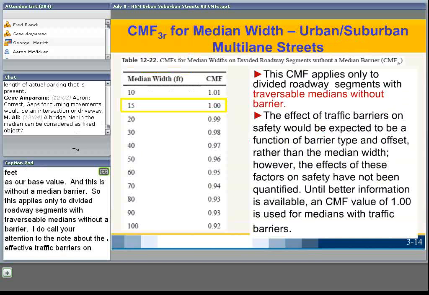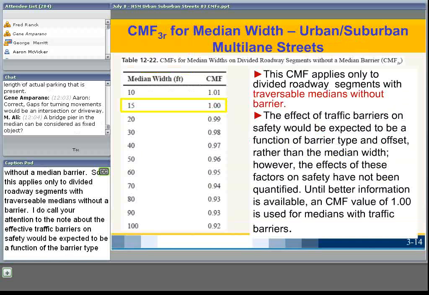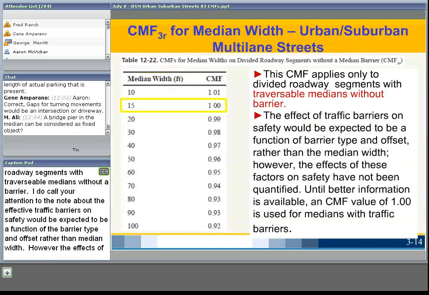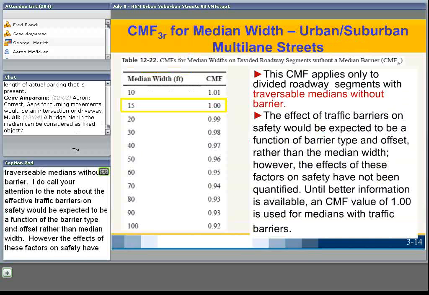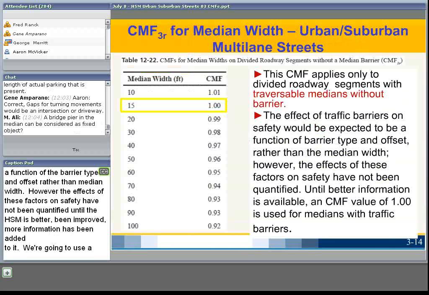Our value for F offset would be from the 5 foot back of curb from the table, and our density for the 4U model, the 0.037, again comes from the table for the 4U model. So our value is about 1.288, which is about 28.8% more crashes.